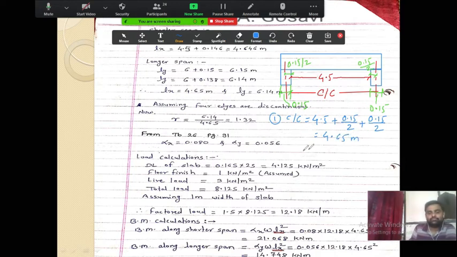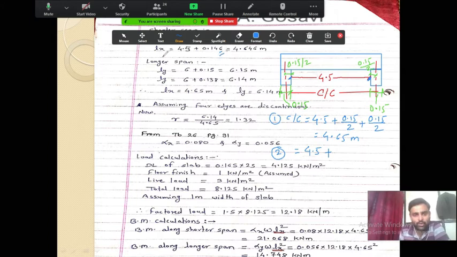Secondly, what the second clause says is clear span plus effective depth. What is our clear span? This is known as clear span, from in to in of the support. So what is your clear span? Clear span is 4.5 plus, what is your effective depth? So this is your effective depth.